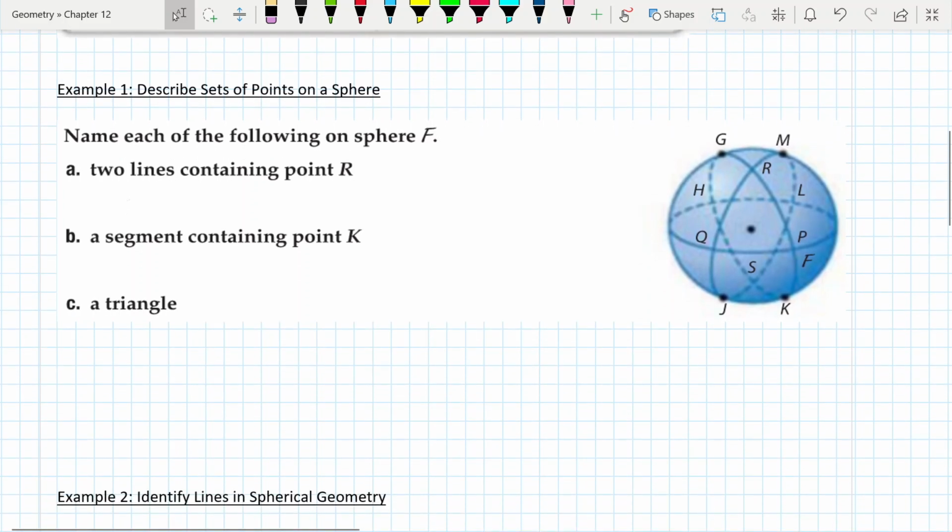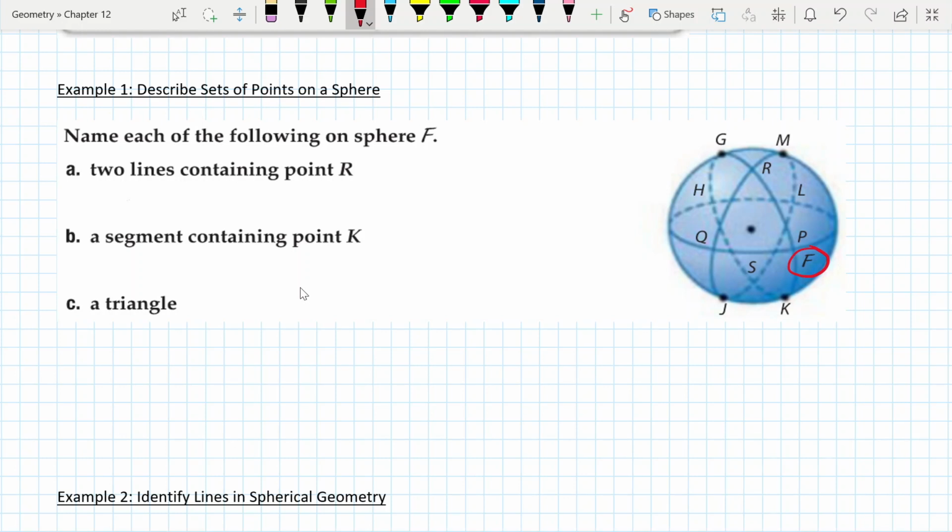In example one, just like when you started out with Euclidean geometry, we started identifying lines and points and rays and all the little parts that make up everything. We're going to do the same thing here for spherical geometry. Name each of the following on sphere F. So they don't have it. Well, I guess they do have it down here. You can see it's kind of like an italicized, weird text F in the bottom corner.